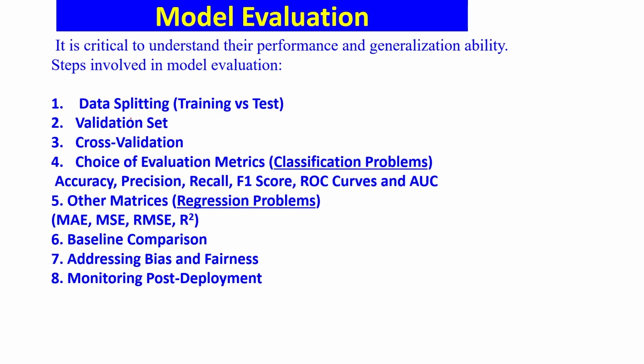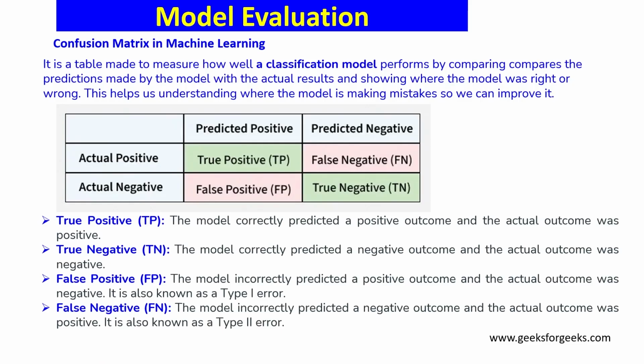Then we are going now to part number 4 and 5, the evaluation metrics. There are two types of problem we can handle. One is classification. For that you need to know accuracy, precision, recall, F1 score, ROC curves or AUC. We will see that area under the curve. There are other metrics for regression problems. You have MAE, MSE, RMSE, R square. Then you have baseline comparisons, addressing biases and fairness. I talked about it, and monitoring post deployment. So, first let us talk about these aspects.